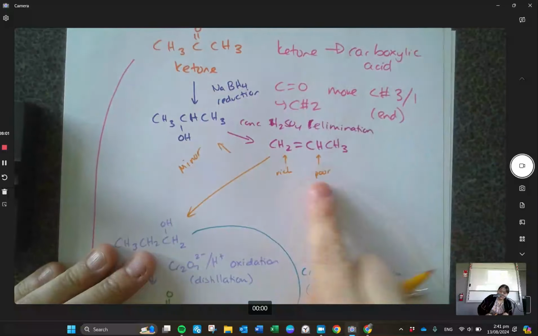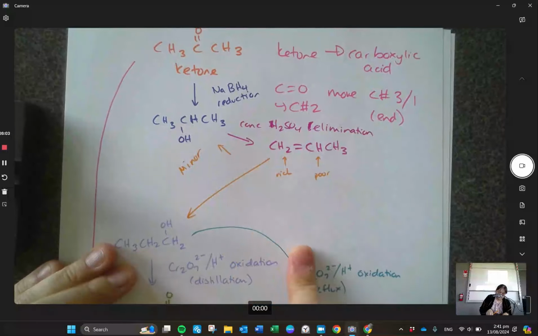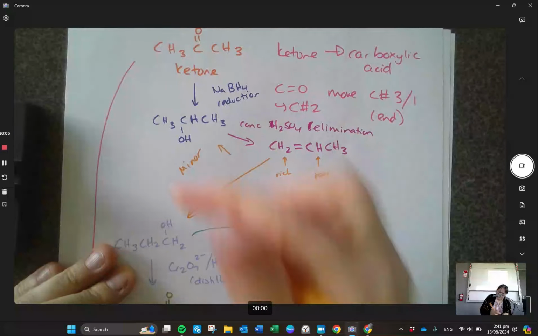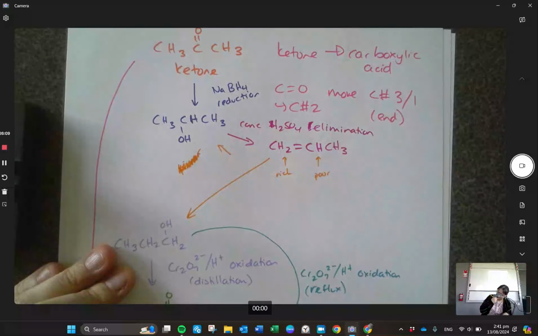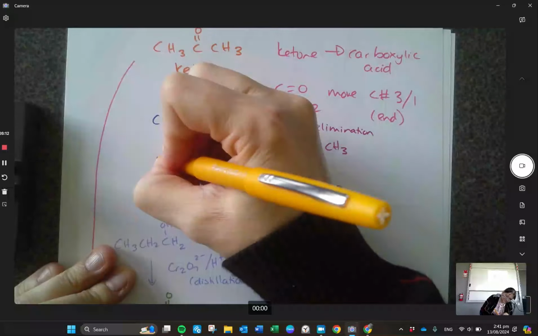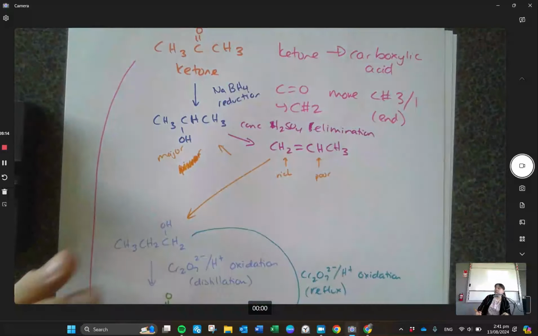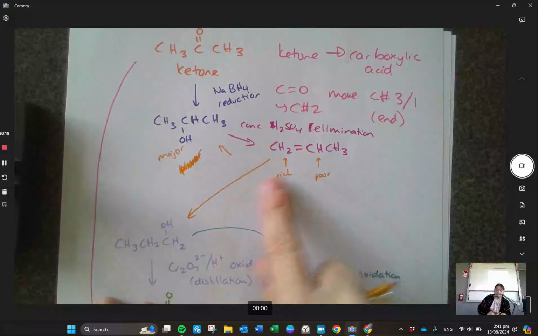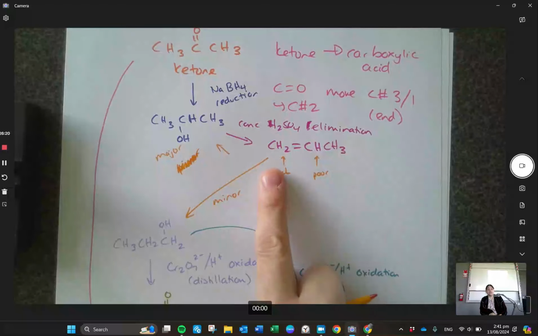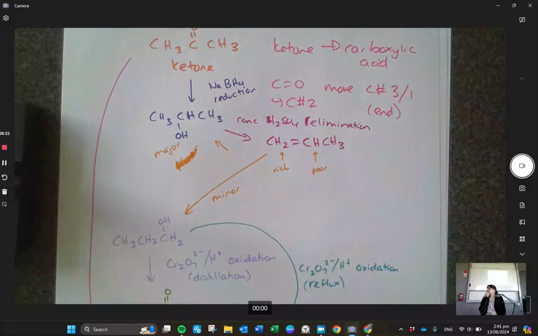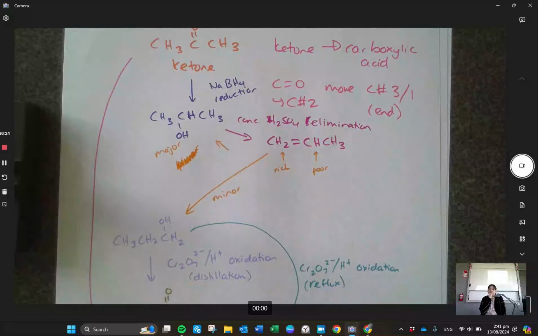If I go and I add the OH to, no, sorry, that's the major. Yeah, that one's major. Oh, yes, that one's major. So that's the major product if I went that way. If I go this way, that's the minor product. So the OH gets added to carbon number 1 instead. So that's how I get there.